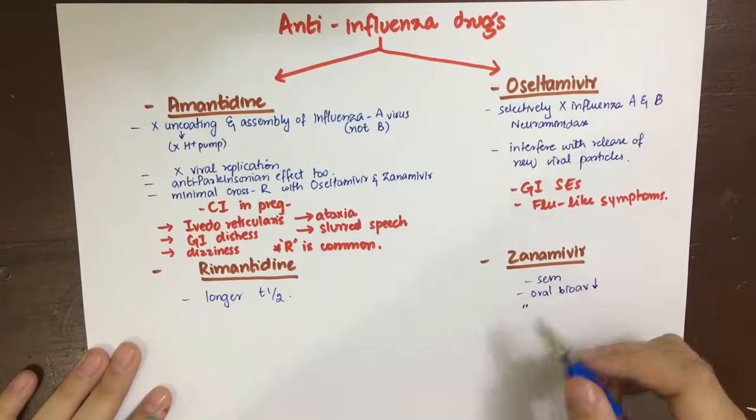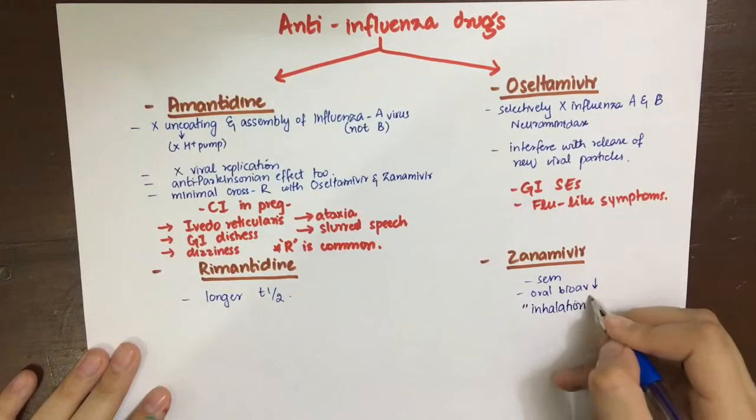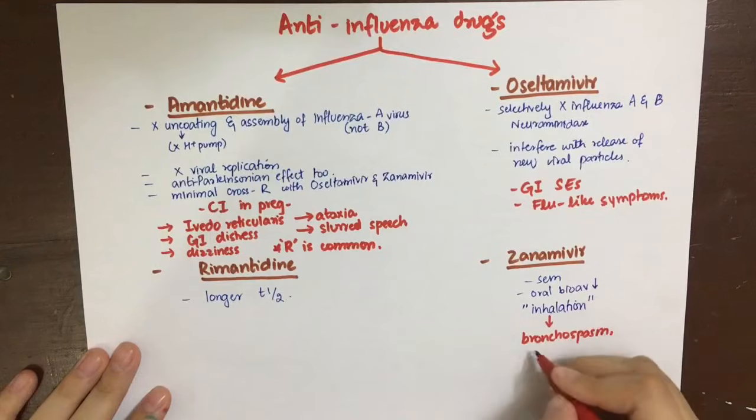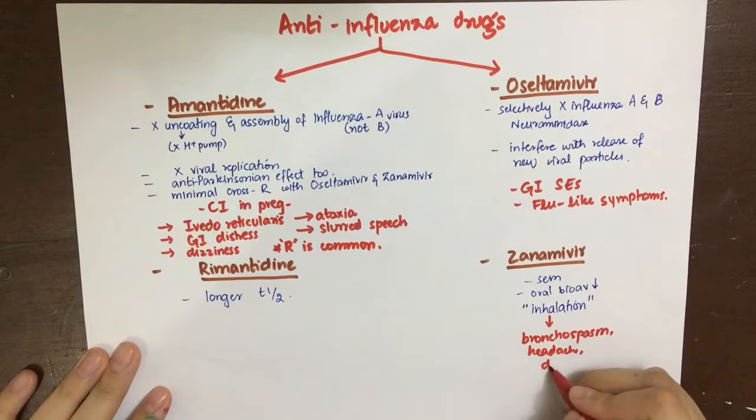Zanamivir is the same as Oseltamivir, and its oral bioavailability is low, so it is given via inhalation, but is contraindicated in people with airway disease. It can cause bronchospasm, headache, and dizziness as side effects.